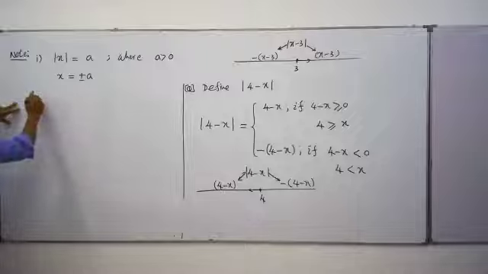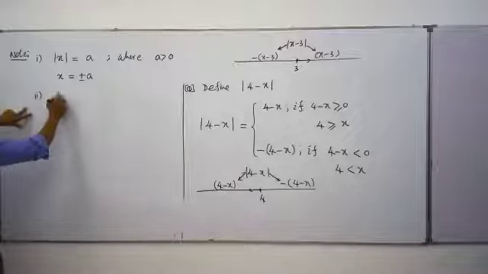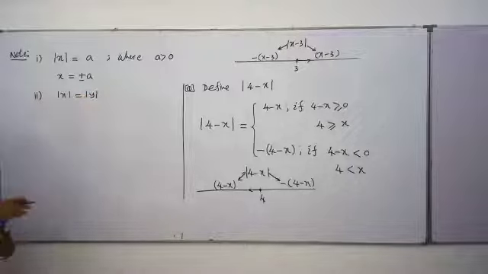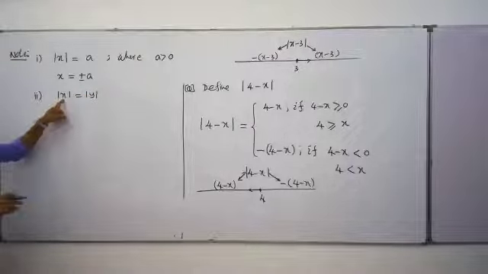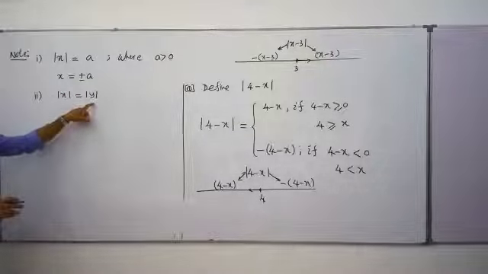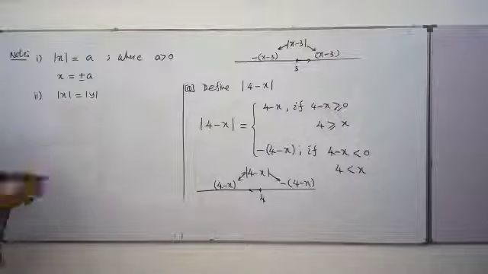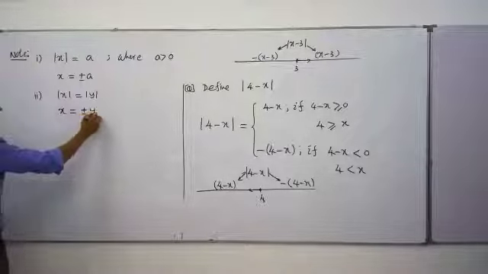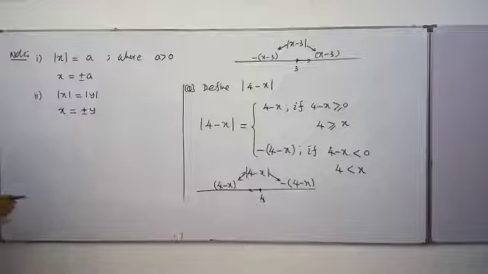Right. Number 2: mod x equals mod y. There also we can eliminate the modulus signs from both sides, and put plus or minus on one side. x equals plus or minus y.